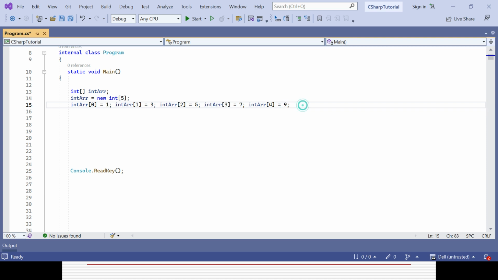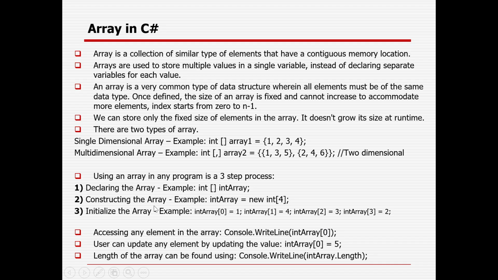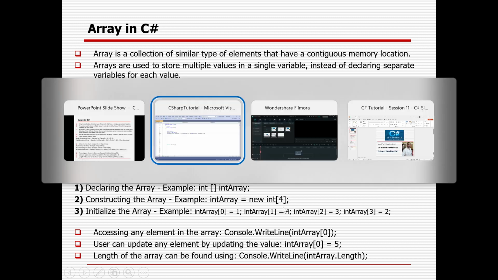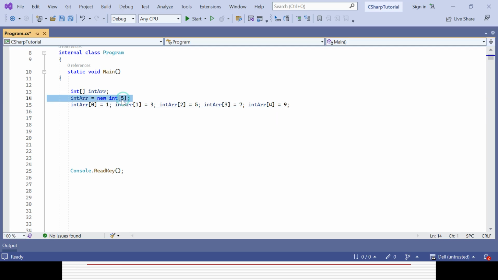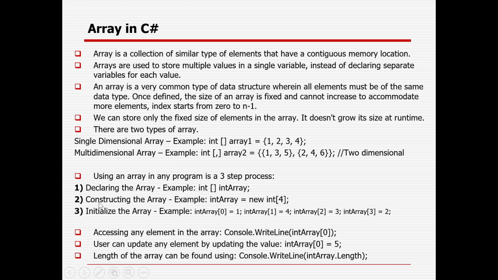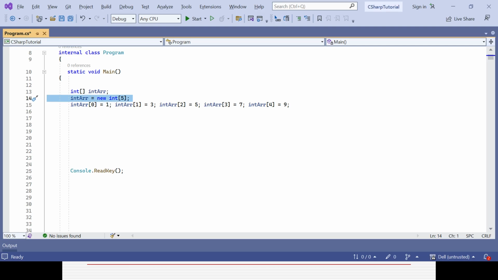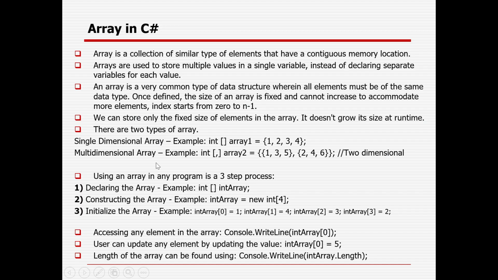So that is the way, a 3-step process, you can construct the array: declaring the array with the data type, the dimensional part and the variable name. Then you can construct the array and define the size of the array. Once the size is defined, we can initialize the array, where we can define the variable value. Now in case I want to access a particular element of the array, how can I do it?